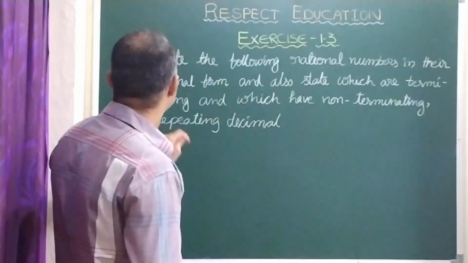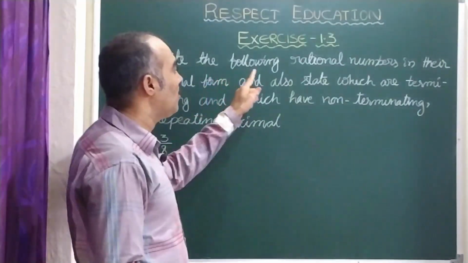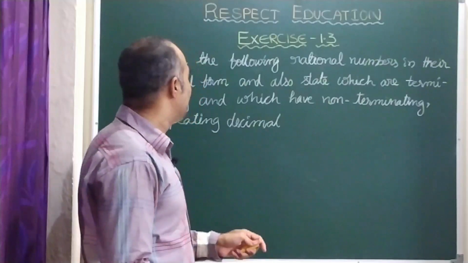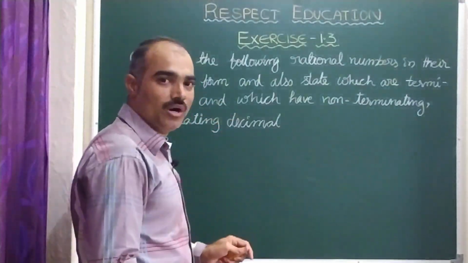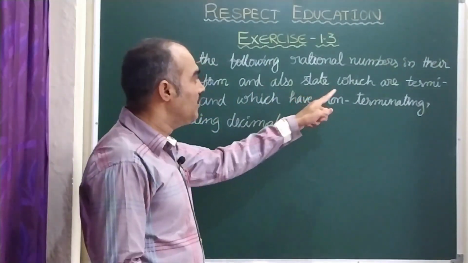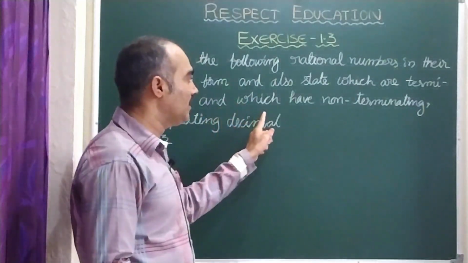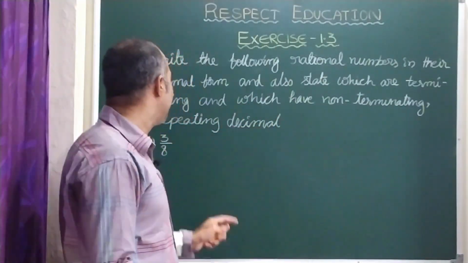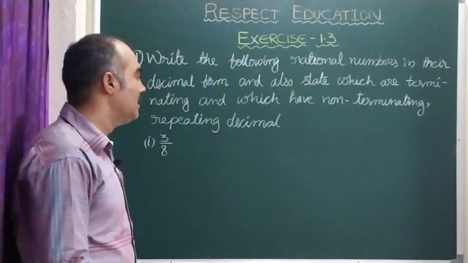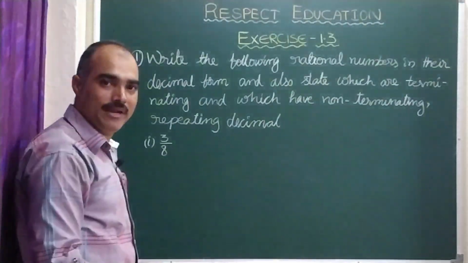In question number 1, children, write the following rational numbers in their decimal form and also state which are terminating and which have non-terminating repeating decimal. Let us see the first bit, children, 3 by 8.